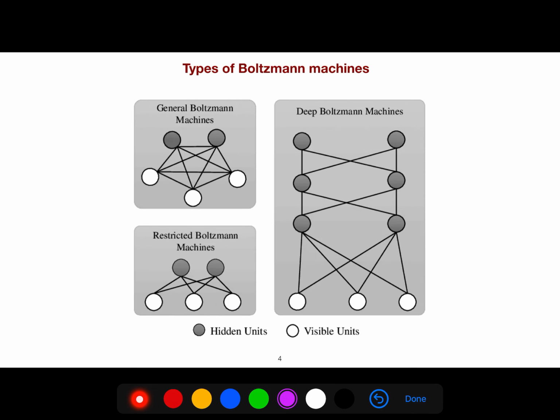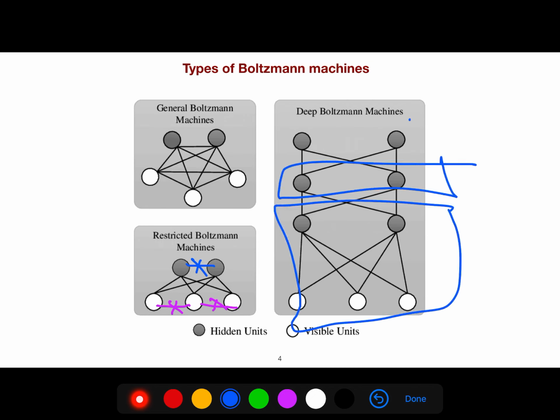So there are different types of Boltzmann machines. Some of those neurons are hidden units, and some of them are visible units, just like hidden Markov models, conditional Markov models, and many other graphical models. When we say restricted Boltzmann machine, it means that there is no edge between the observed nodes or even the hidden nodes. There is no edge between them. When we say deep Boltzmann machine, we want to generalize it, stack it, and have deep layers.